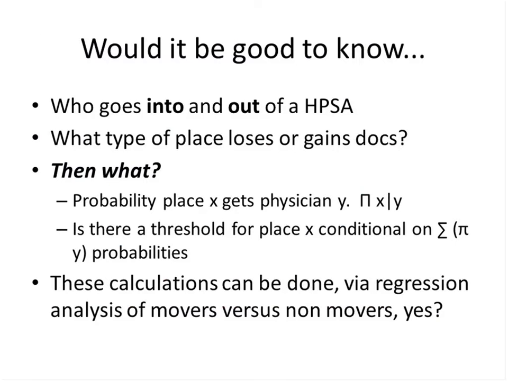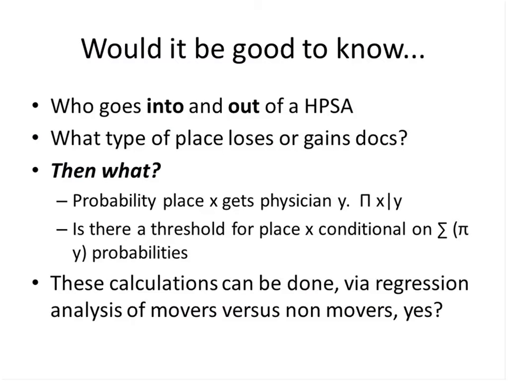So the things that we want to know from these data that we have: who among those went into a HPSA and went out of a HPSA? And then what kinds of places lose or gain docs, that is, in general. And then can we develop some sense of the probability that a place X gets position Y based upon the characteristics of place X and position Y? Can we develop a prediction formula in order to really target individuals?